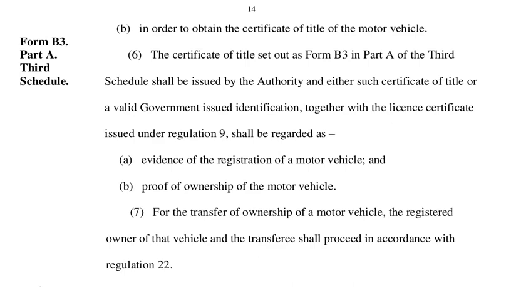Subsection 6. The certificate of title set out in Form B3 in Part A of the third schedule shall be issued by the authority, and either such certificate of title or a valid government issued identification together with the license certificate issued under Regulation 9 shall be regarded as A. evidence of the registration of a motor vehicle, and B. proof of ownership of the motor vehicle.